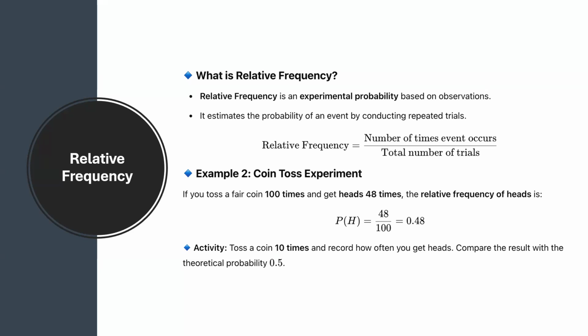The formula for the relative frequency will be the number of times the event occurs divided by the total number of trials. Let's take an example, a coin toss experiment. If you toss a fair coin 100 times and get heads 48 times, what is the relative frequency of heads?